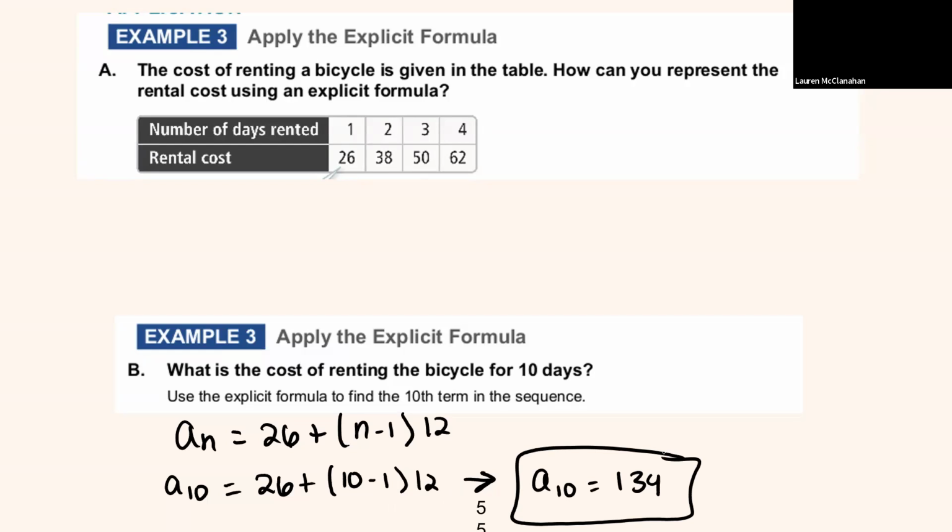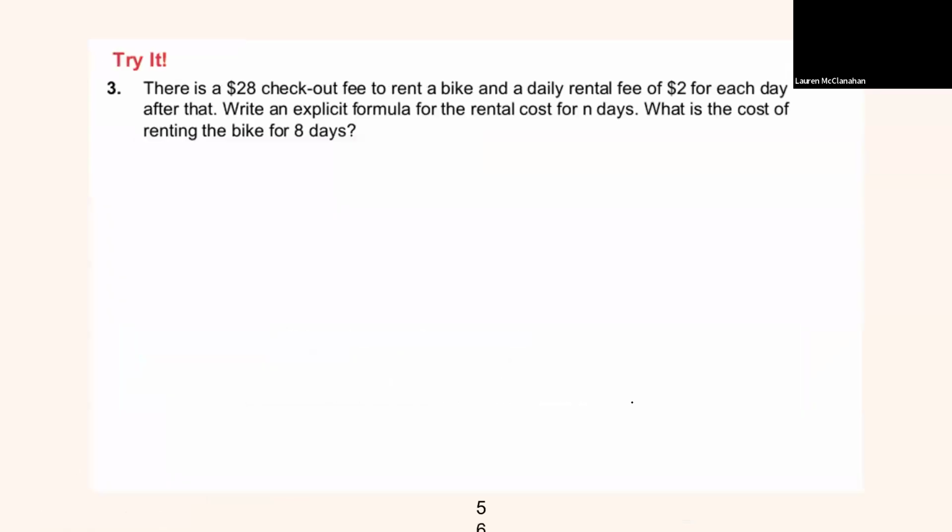Okay, so all we did to find this is we wrote it in explicit form with our first term and our common difference, and then it wanted to know 10 days. So that number 10 became my n, and I plugged it in, typed it all into my calculator, and got 134. All right.